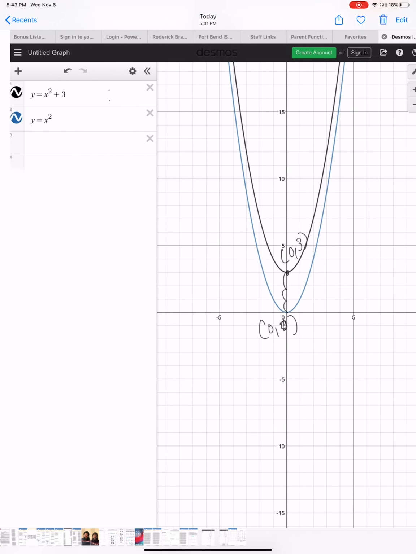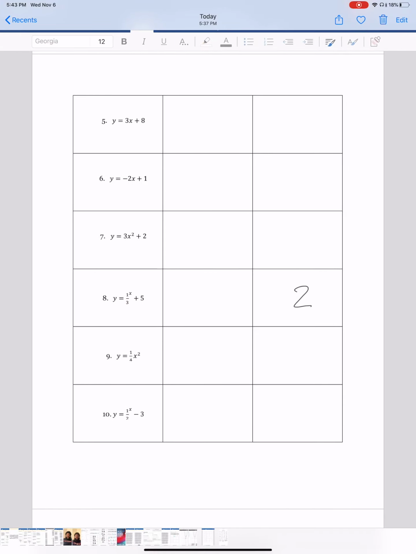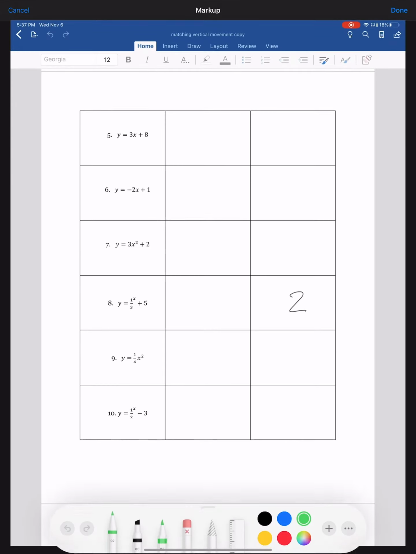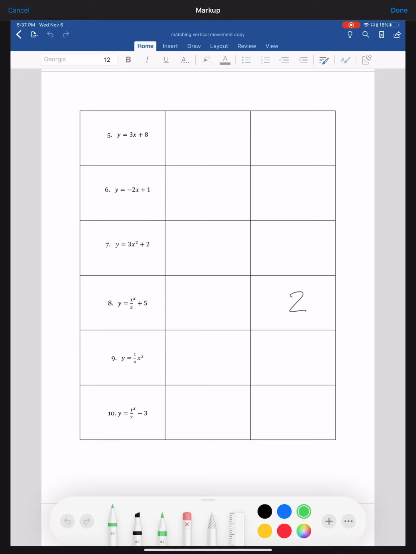I thought I took a picture. Where are you? There you go. So we're going to edit that. And we said that the parent function was, I got to pick the markup. There we go. Said the parent function was y equals 1/3 to the x, and the transformation is moved up 5 units. Okay.